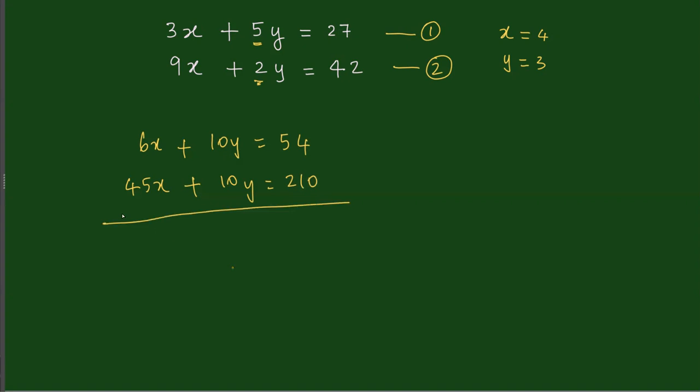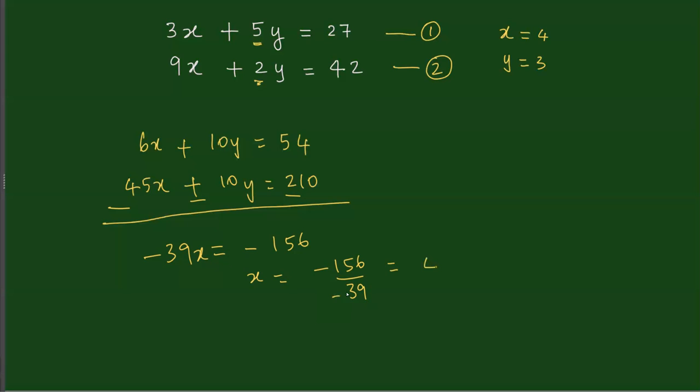Subtract, right? We subtract. How much is 6 minus 45? Minus 39. Okay, so the y gets cancelled. 54 minus 210 is minus 156. So there is an x here, and x will be minus 156 by minus 39. Minus minus will be plus.